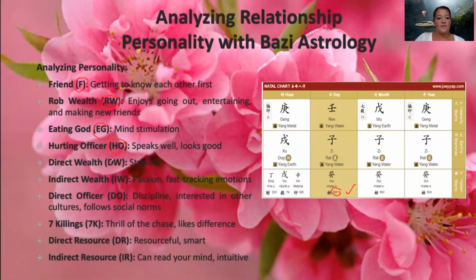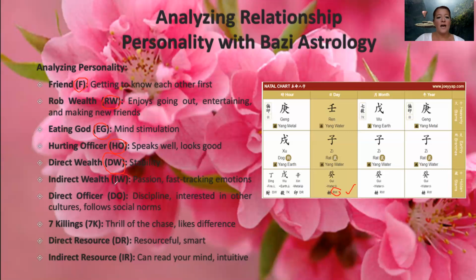Now, if you have direct wealth, DW, then basically this person just wants stability in a partnership. No surprises, no too sudden developments. Don't be a drama queen or a drama king for that matter. They don't like drama, they don't like gossip. They just want stability. So if you are overly dramatic or overly emotional, it's not going to jive with them.